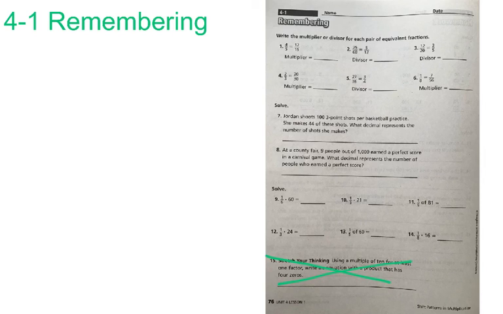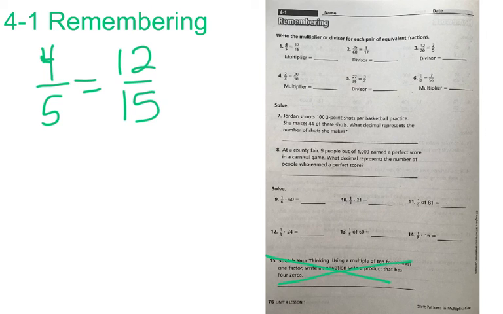What we have for number 1 is 4/5 equals 12/15. We have to find out what the multiplier is. And what we do when we're finding the multiplier is we look at our original fraction, the denominator and the numerator, and we ask ourselves, what did we have to multiply that by to get it to equal 12? What did we have to multiply this 5 by to get it to equal 15? And it needs to be the same. So we know that 4 times 3 is equal to 12, and we know that 5 times 3 is equal to 15. So our multiplier, in this case, is 3.